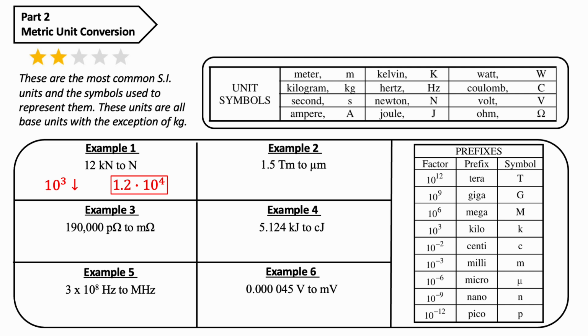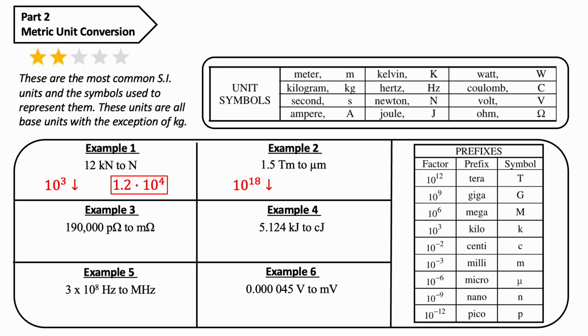Now let's see example 2. Now we're going to do 1.5 terameters to micrometers. That symbol there is the symbol mu, and that's our prefix for the micro. Now, a terameter is a factor of 12 bigger than a regular meter, and then a micrometer is a factor of 6 smaller than a regular meter. So we could do this conversion twice, I guess. We can go from terameters to meters, and then we can go from meters to micrometers.